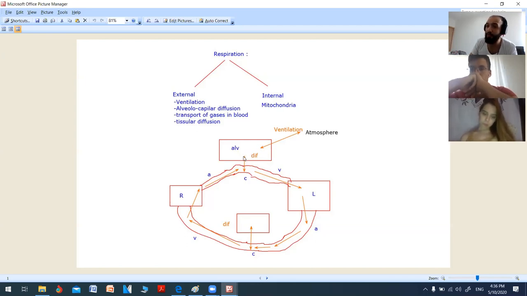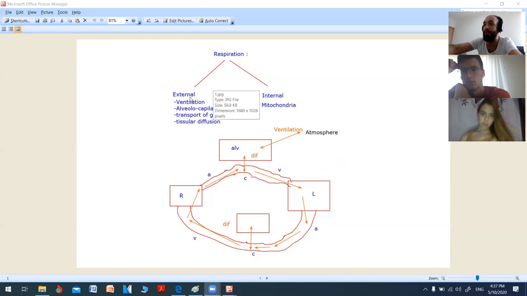Next, the gases are in the alveoli. They have to move to the capillary. Now, they also move on a pressure gradient, you understand? But the distance is small, so we call it diffusion, not convection. So it's alveolo-capillar diffusion. Next is the transport of the gases in the blood with the help of the hemoglobin, and we will study all the process. And the last one is what? It's the diffusion into the tissue. So this is the external respiration.